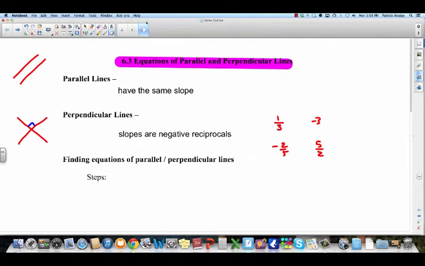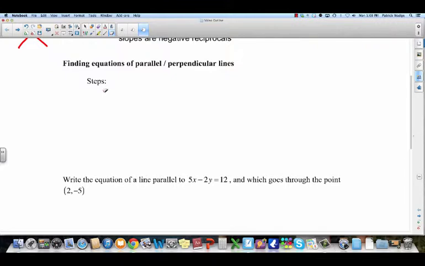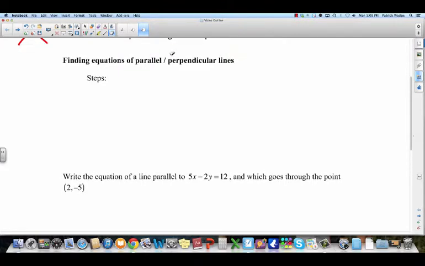Okay, we've done that multiple times, so I'm sure you're rolling your eyes and saying, why is he doing this again? Okay, what we're going to do today is find equations of parallel and perpendicular lines, and here are the steps to do that, and then we'll do 3 questions and we're done.